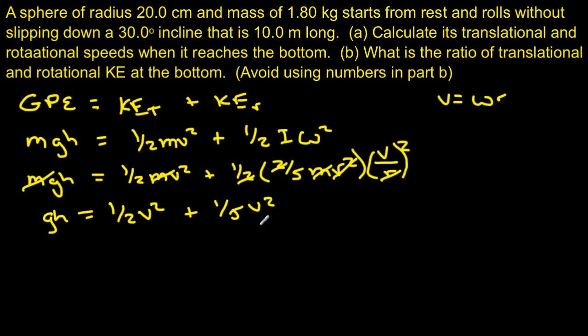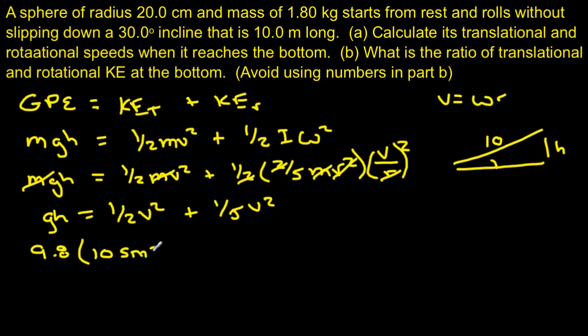So now we can simplify this and put some numbers in. g will be 9.8, that's our gravity. The height, if we draw a triangle over here just to make sure we understand what we've got, this is our height over here. That's our 30 degrees, and this is 10 meters. So the height will equal 10 sine of 30, which will equal 7/10 v squared, because 1/2 and 1/5 is 7/10.